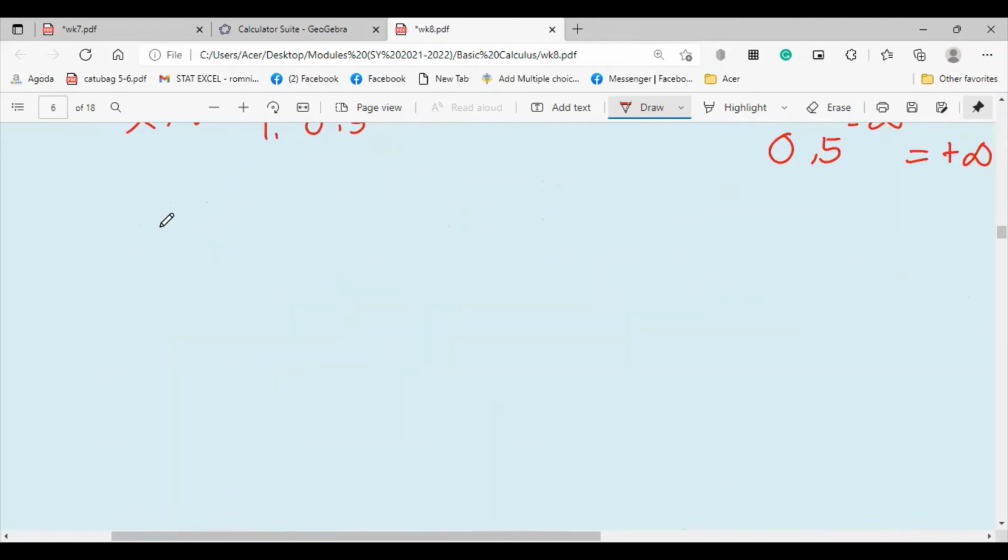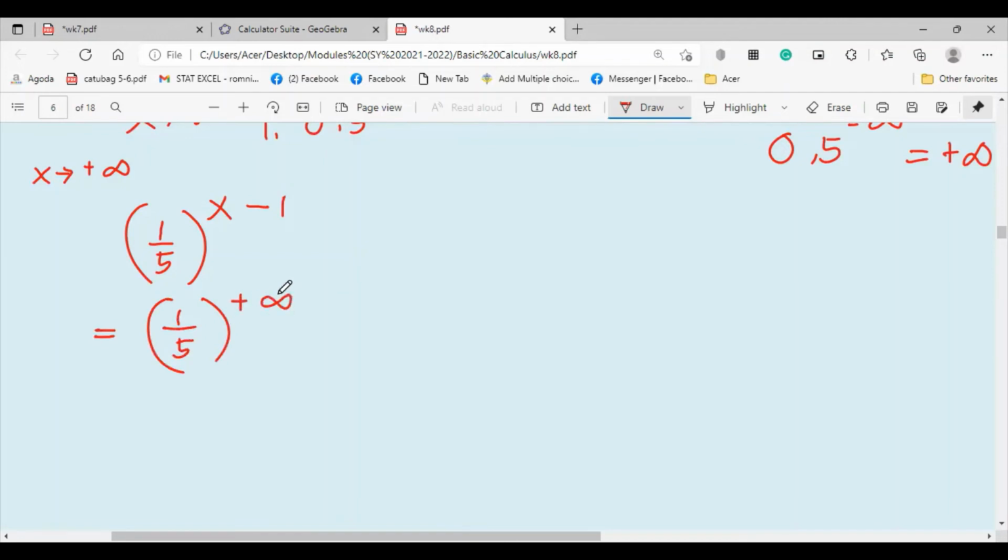For example, the given is 1/5 raised to x minus 1. So, let's say x approaches positive infinity here. Pag ginamit mo yung rule ng x approaches positive infinity, now this is raised to positive infinity. Wala ka naman nakikitang constant na term. So, ang sagot mo dito is 0.